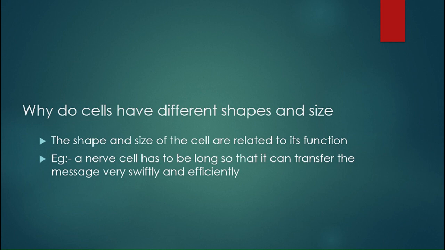Now, why do these cells have different shapes and sizes? They have different shapes and sizes because they have different functions. For example, a nerve cell has to be long so that it can transfer the message swiftly from the brain to different parts of the body. But in the case of the eye, its cell cannot be long and have roots like noodles. That is why different cells have different shapes.